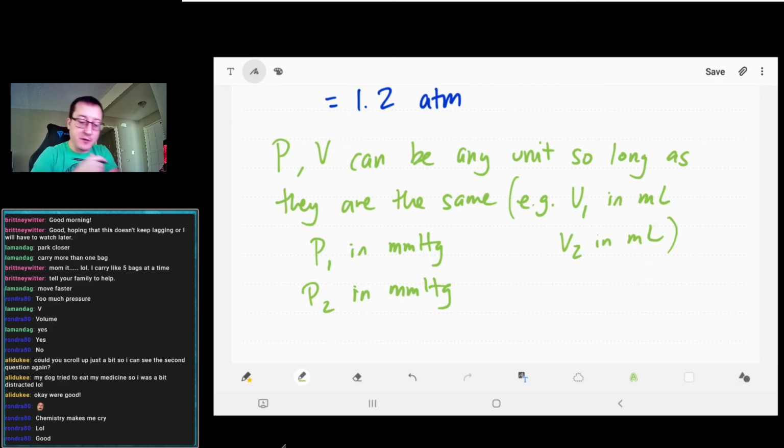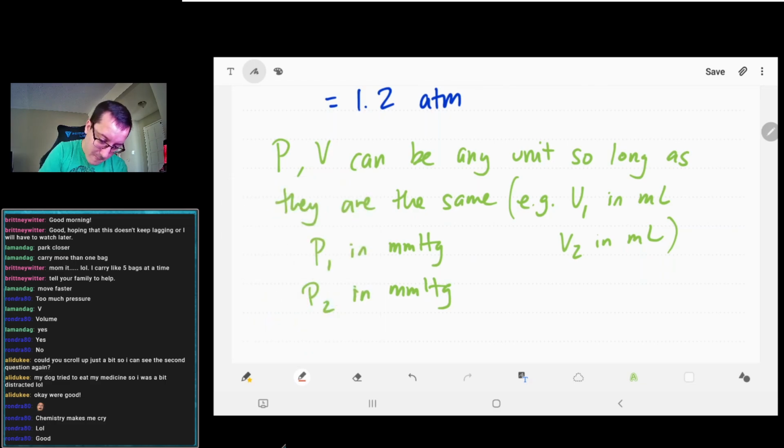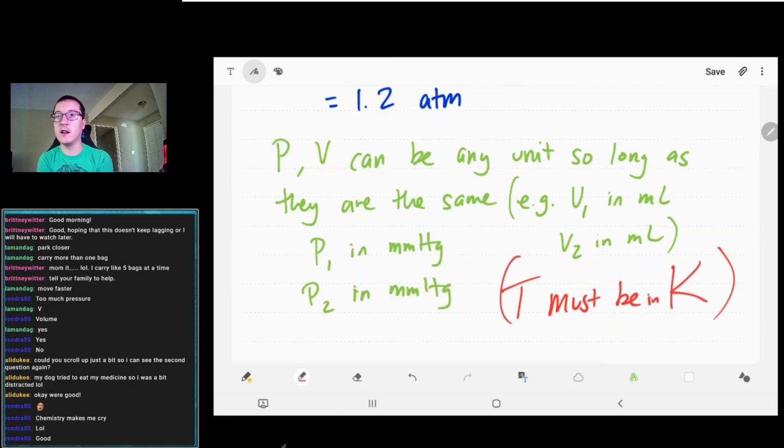Your temperature, of course, must be Kelvin. Because if you have 0 degrees Celsius, that's going to mess stuff up. Not a good thing. Actually, I'm going to write that in angry red, just to remind you. Temperature must be in Kelvin.